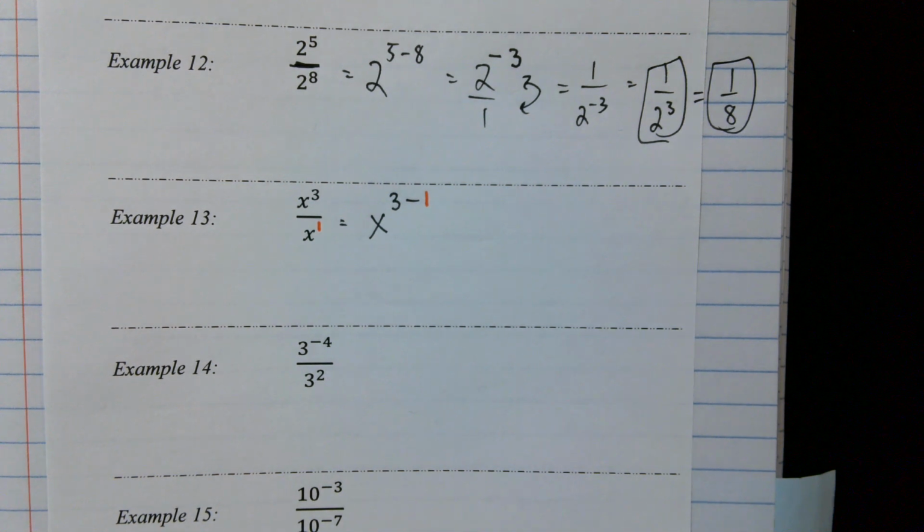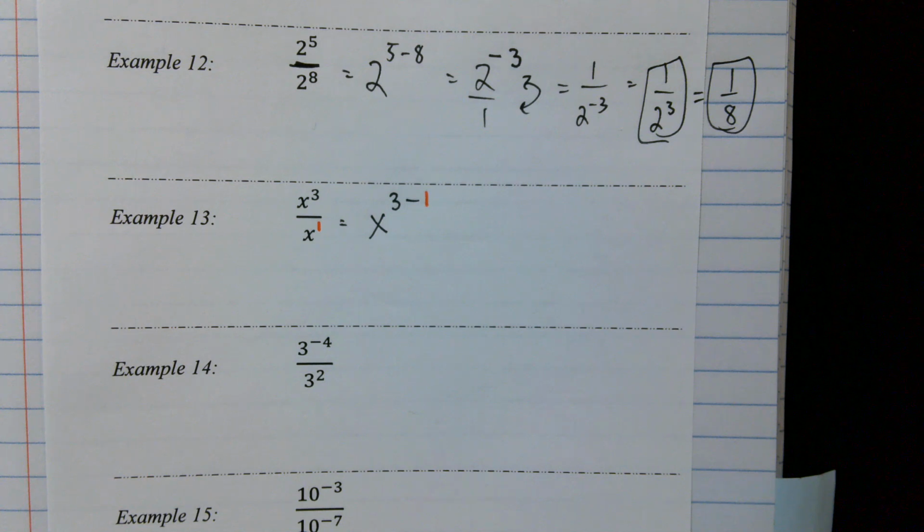If I were to expand this out like we did on the previous page, x to the third over x. How can I expand out x to the third? What would that look like? X times x times x. The bottom is just going to be x. So what can I cancel from the top and the bottom? A pair of x's. What am I left with? 2 x's. So is that going to be 2x?